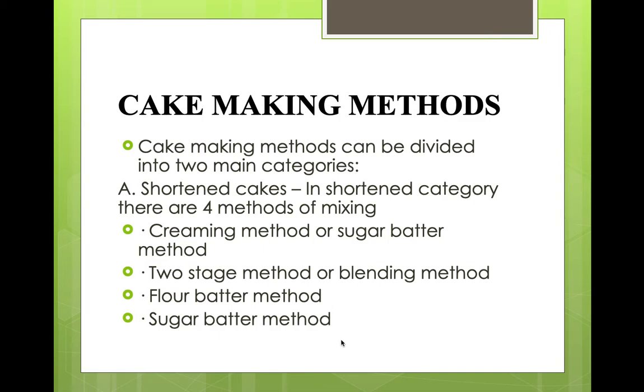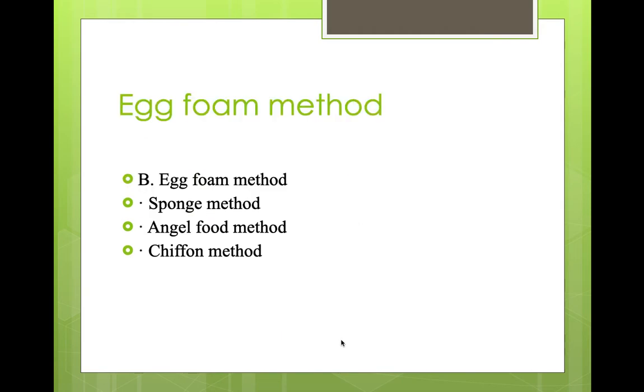So cake methods can be divided into two main categories. The first is shortening cake, which is subdivided into four categories: the creaming method, also called the sugar batter method; the two-stage method or blending method; and the flour batter method. The second category is the egg foam method, which is further divided into subcategories: the sponge method, the angel food method and the chiffon method.